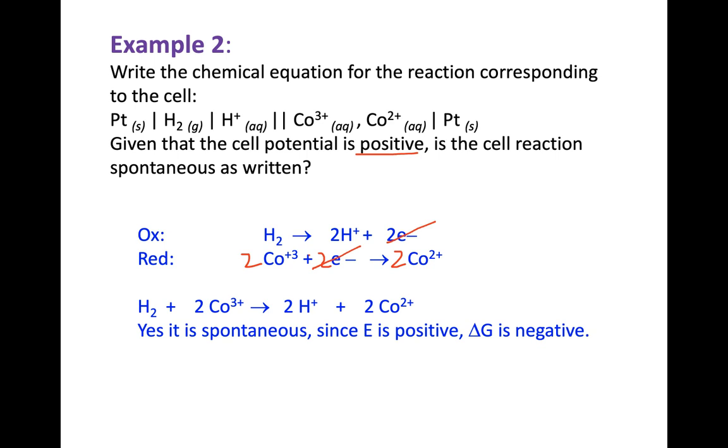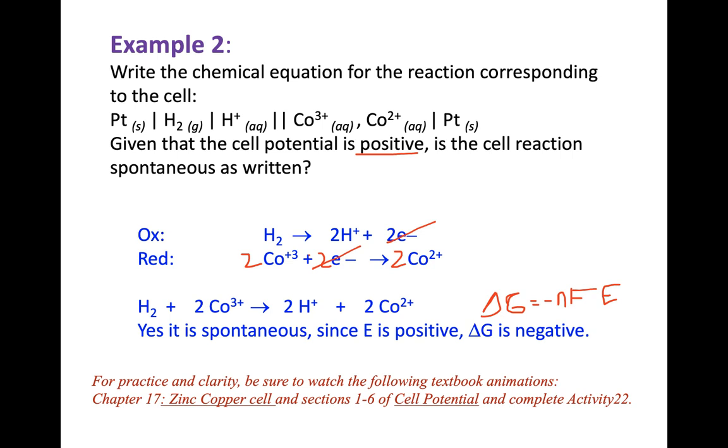So since the cell potential is positive, as we saw earlier, delta G equals negative nFE. So if this number is positive, that'll give me a negative delta G, so it will be spontaneous.